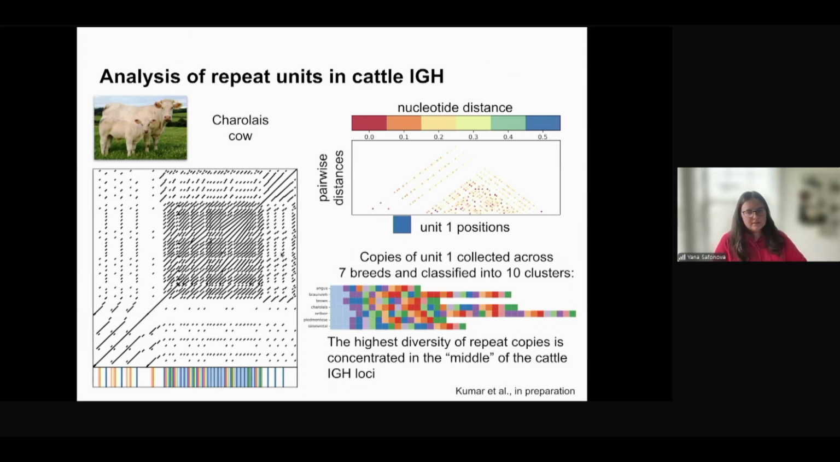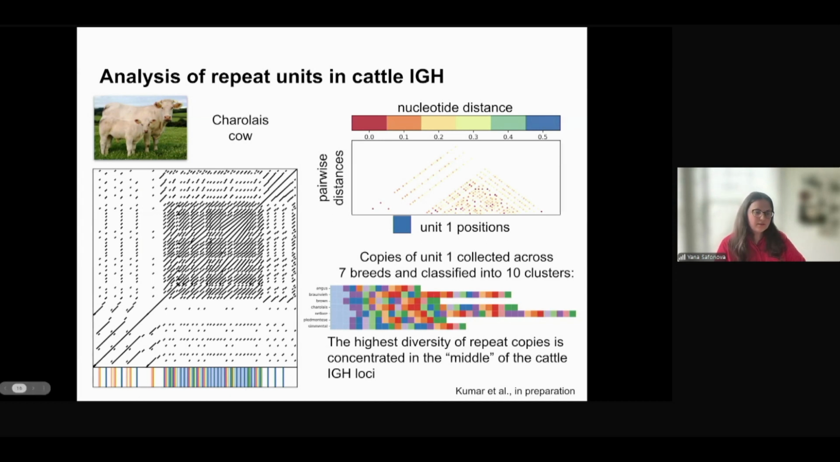So we started with a simple method that identifies highly similar copies of the same repeats. In an example of this locus aligned versus itself, we identified 5 different types of repeats. You can see that some of them are concentrated in a small portion of the locus, and some of them, such as this dark blue, are distributed all over the locus.